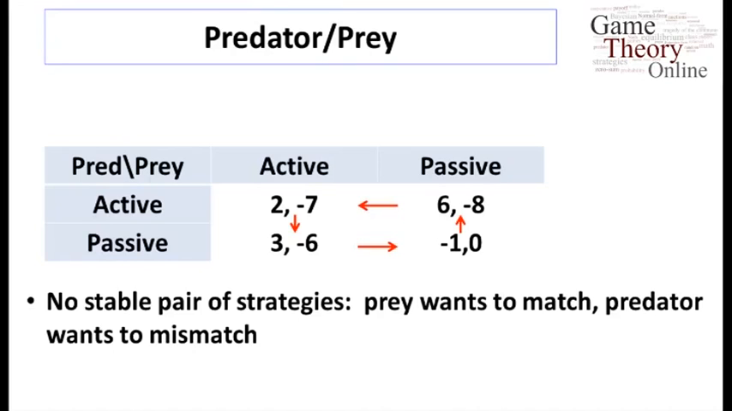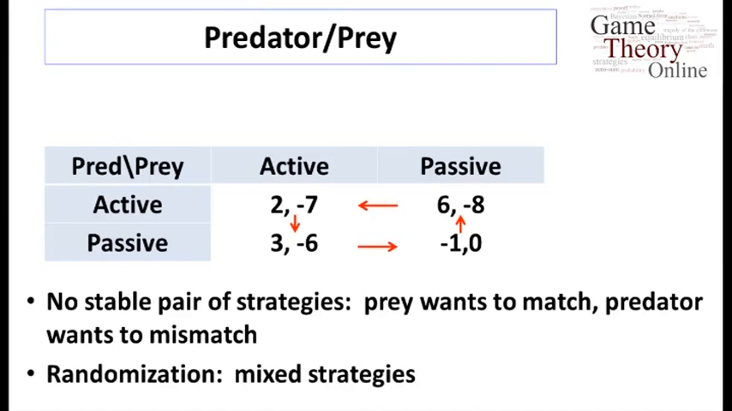So we're going to have a game which actually is going to end up having to be solved using some randomization. So we'll come to that a little later in the course. This is going to be a game where what we actually see is some predators being active, some being passive, some prey being active, some prey being passive, and they'll balance each other to make sure that everything works out. And we'll talk about that in some details.